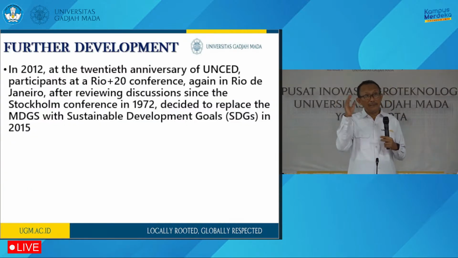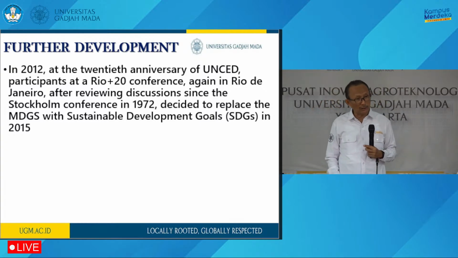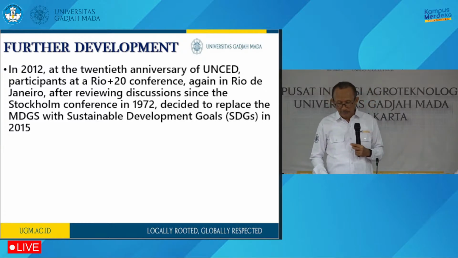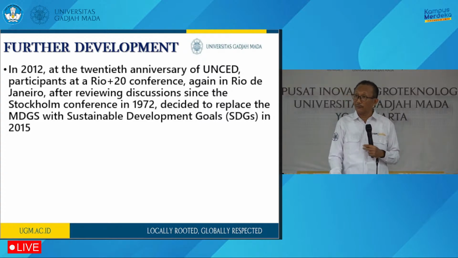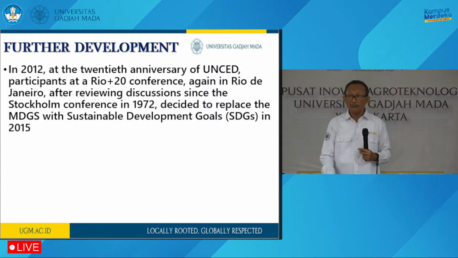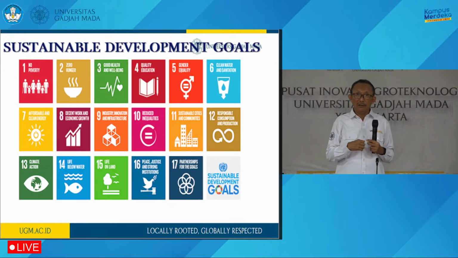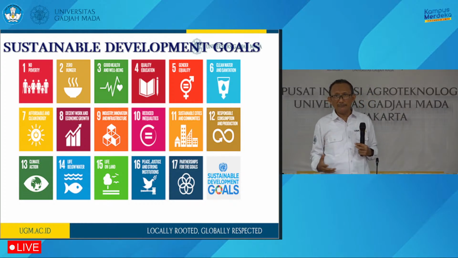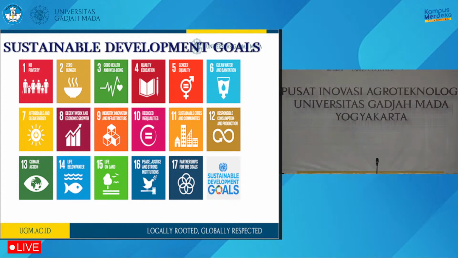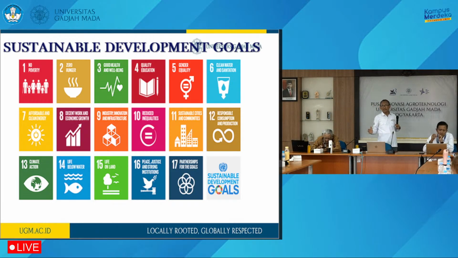Then this Millennium Goal was developed in 2012, the 20th anniversary of UNCED in Rio de Janeiro. Then it changed from MDGs, Millennium Development Goals, into Sustainable Development Goals, starting from 2015, which is only some changes, but it is more detailed compared to MDGs. Mostly the same, except for partnership of the goal and peace and justice, which is an addition. Others are almost the same, but more detailed compared to the MDGs.